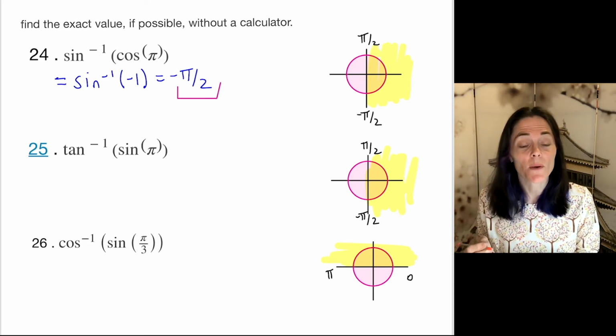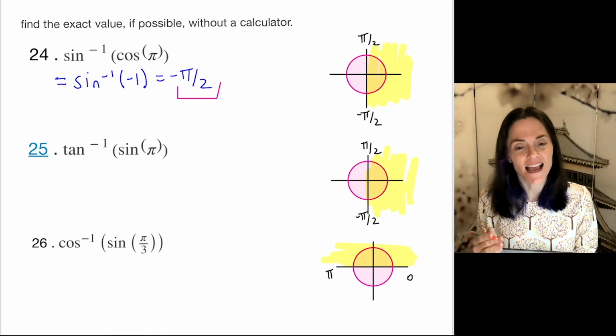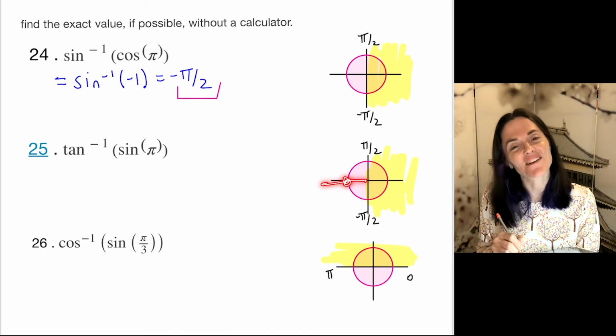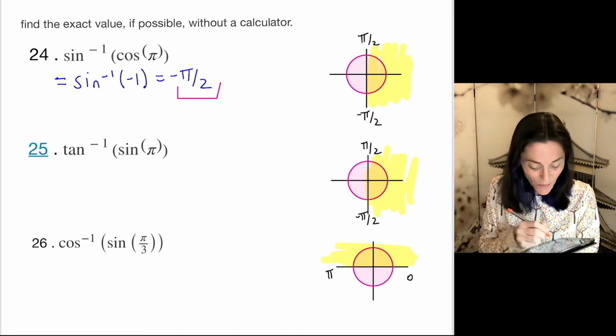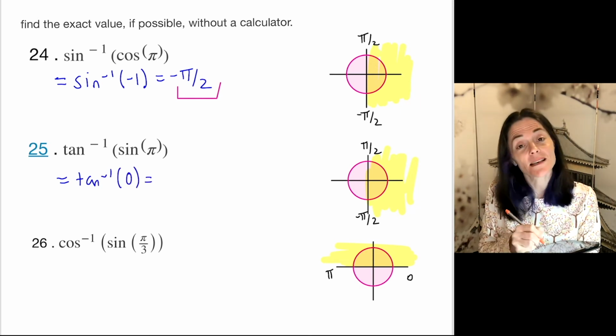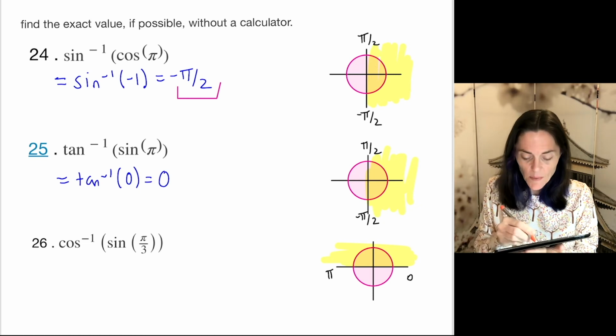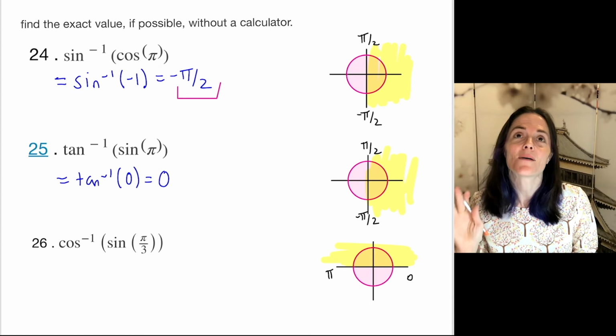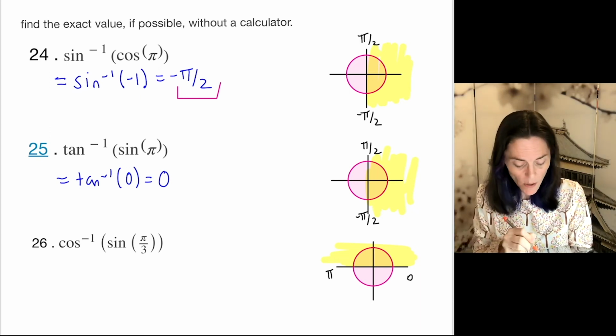The next one, we want the tan inverse of the sine of pi. Well, sine of pi, pi is here. The sine of pi is 0. So we are looking for the tan inverse of 0. Well, this is 0 because we want sine over cosine to be 0.